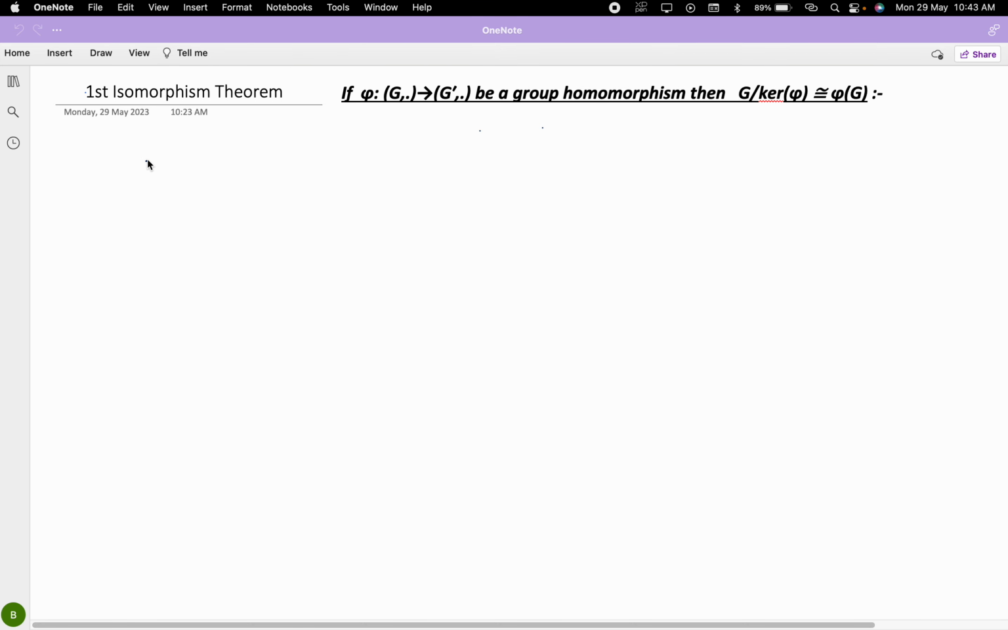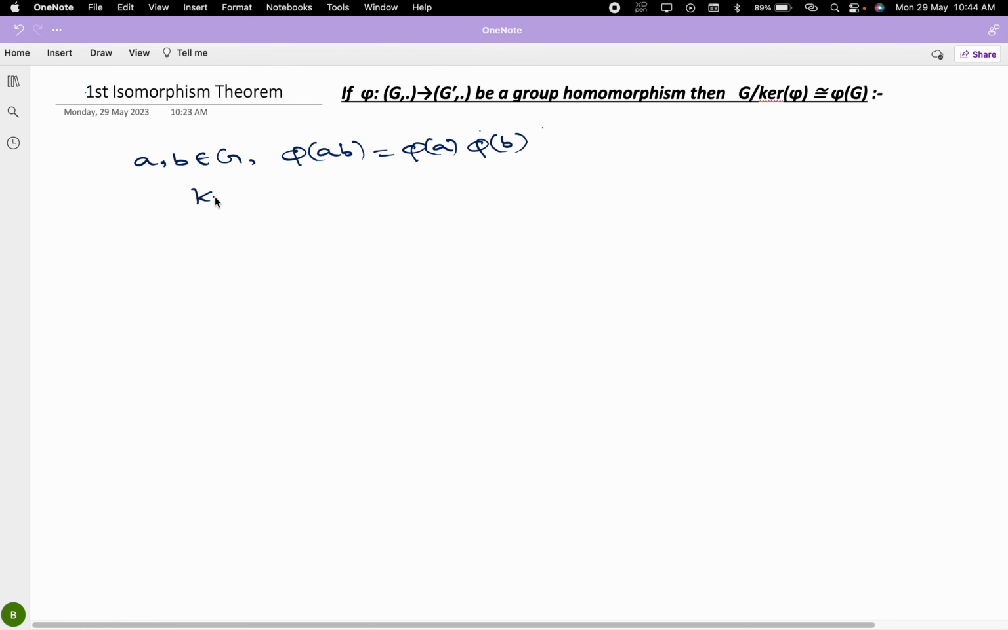That means that if you take any elements a, b inside G, then phi of ab equals phi of a times phi of b. This is the definition of homomorphism, and I am assuming that you are already aware of what a quotient group is, what the kernel of a group homomorphism is, and the basic fundamentals of group theory.